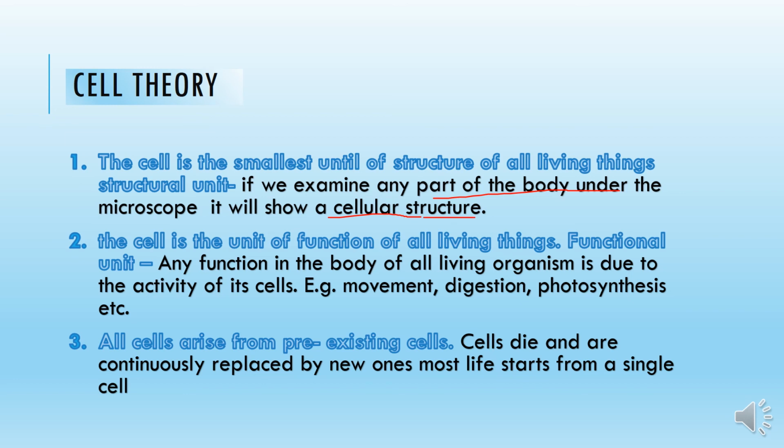And if we see the second one, any function in the body of any living organism is due to the activity of cells, for example movement, digestion, photosynthesis, etc. And the third one, all cells arise from pre-existing cells. This means that cells die and are continuously replaced by new ones. Most life starts from a single cell.